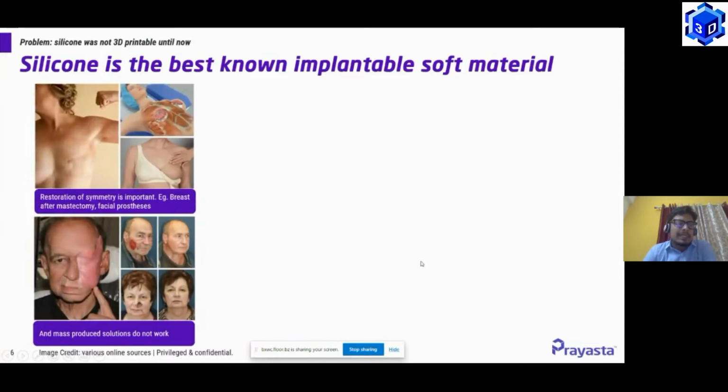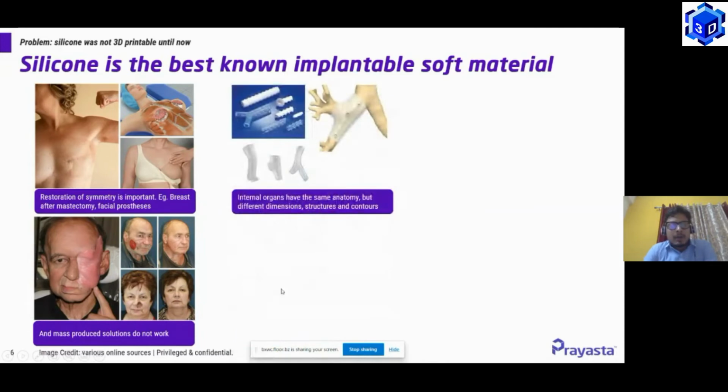So let me put three classes of problem in front of you. First, where there is always a pressure to restore the body symmetry. Breast is one such organ, and in fact all the facial prostheses will also come into the same category, because most of the time one organ has to be replaced, and the other organ is completely intact, and that is why you need to replace only one side of it, and that should be symmetrical to the normal side. Otherwise there is no point, or there is again asymmetry that is being created, and hence the mass produced solutions do not work in this category.